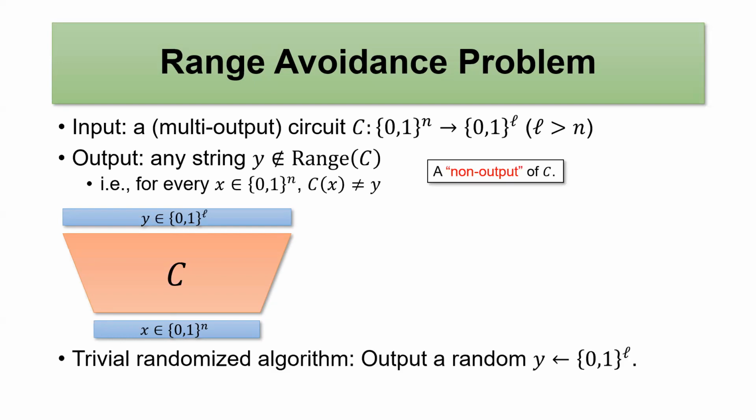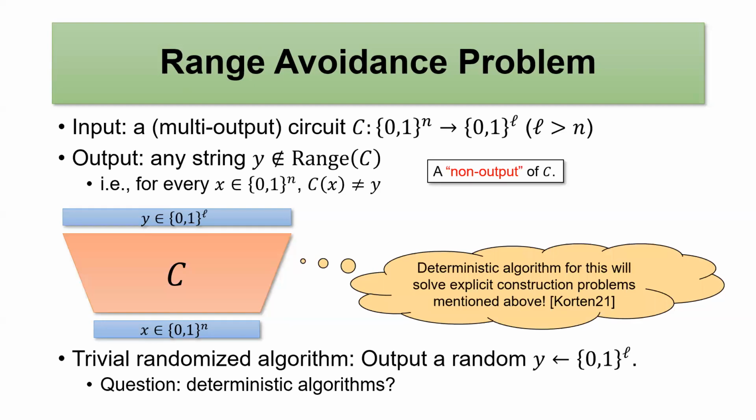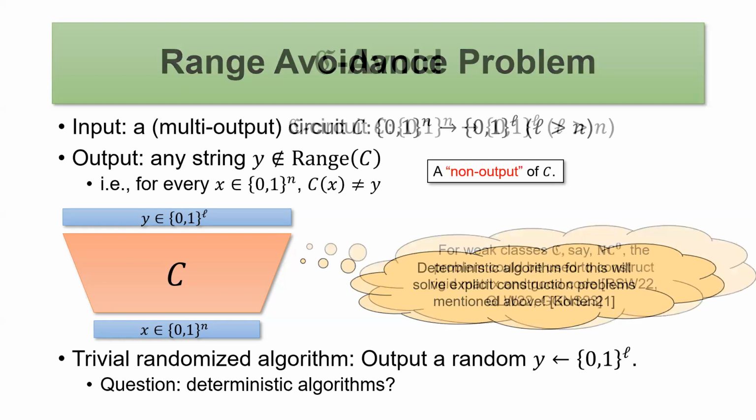Apparently, a trivial randomized algorithm that just outputs a random y succeeds with high probability. So the question is, are there deterministic algorithms for range avoidance? Such an algorithm will be very interesting, as it was shown by Korten in 2021 that a deterministic algorithm for range avoidance implies a solution to every explicit construction problem I mentioned before.